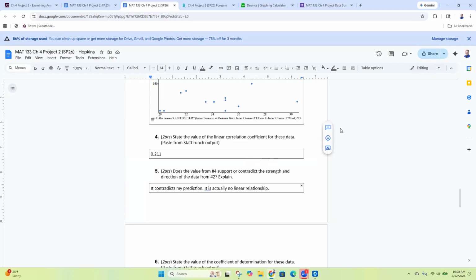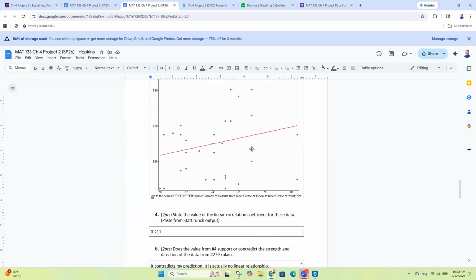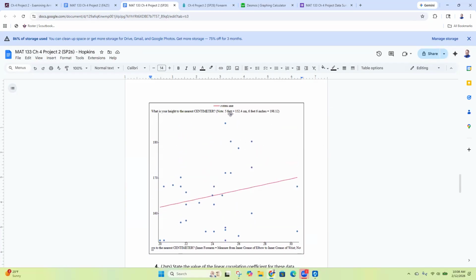So that's to me indicating that there might still be some outliers here that I would need to address. Like I mentioned, this one over here, and maybe this one here.